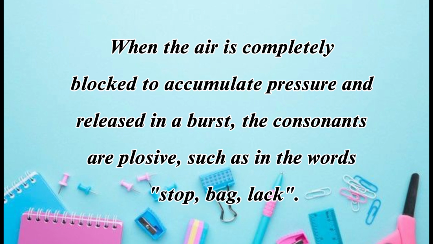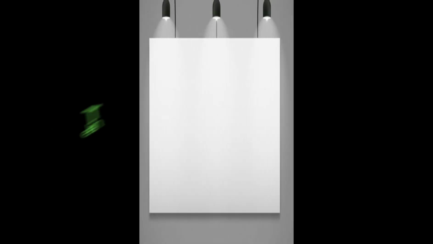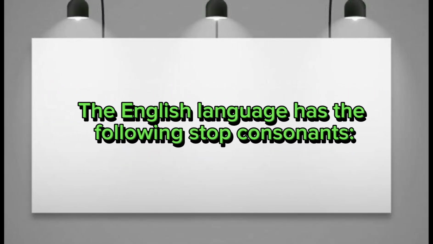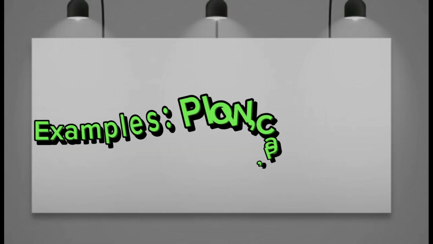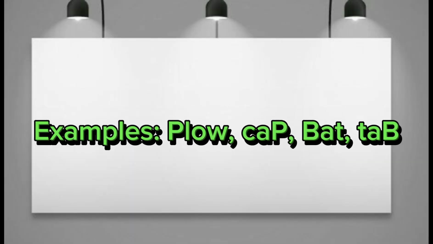When we analyze the plosive, we consider the way the articulators are used: lips, tongue, and palate. The English language has the following stop consonants. There are p and b. The air is completely blocked by meeting both upper and lower lips. Examples: plow, cap, bat, tub.